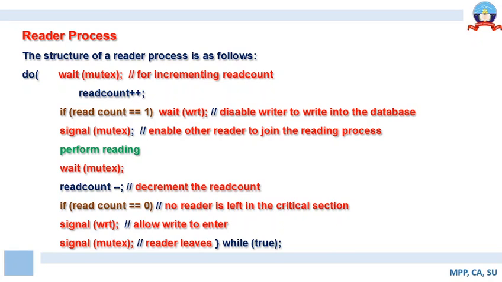Then eventually, whenever a reader leaves the reading process, I'll execute wait on mutex and decrement the read count again. When read count becomes 0, that implies there is no reader left in the critical section performing a read operation. Then we can give the privilege to the writer to perform the write operation by incrementing the value of WRT. So this is the way the reader process works.